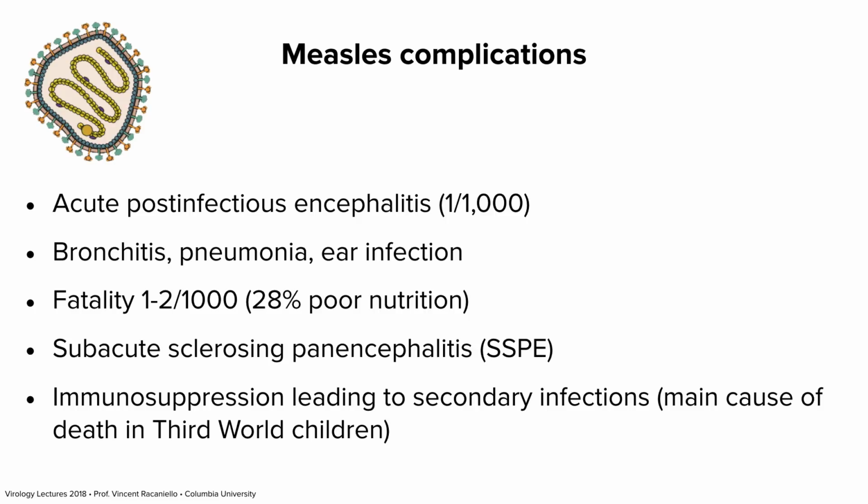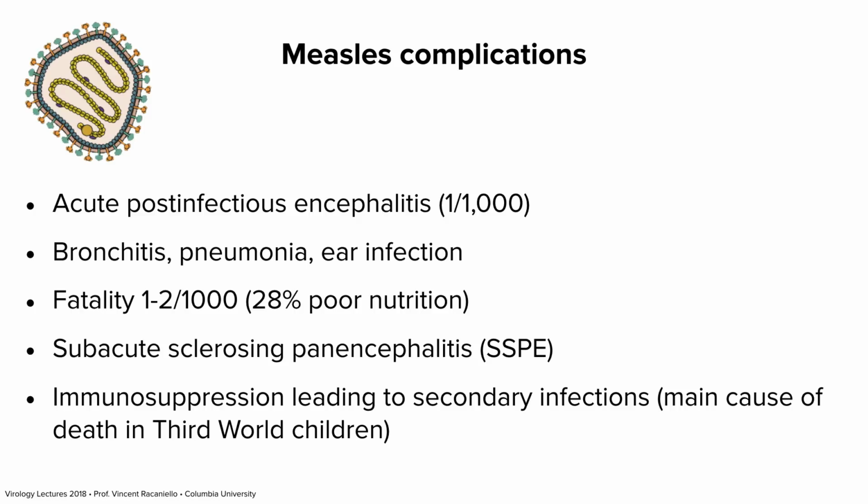Encephalitis, 1 in 1,000 kids, and they can have serious neurological consequences as a result. Bronchitis, pneumonia, ear infections. So the fatality rate is 1 to 2 per 1,000 infections. That's pretty high. But in countries with poor nutrition, as I mentioned last time, it's much higher, a 28% fatality rate in countries where kids are not properly nourished.